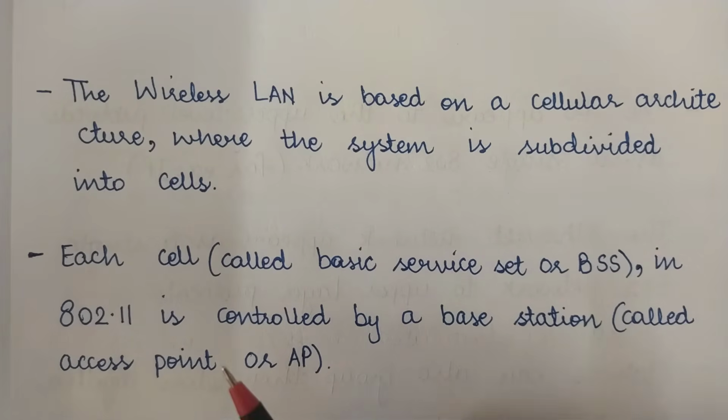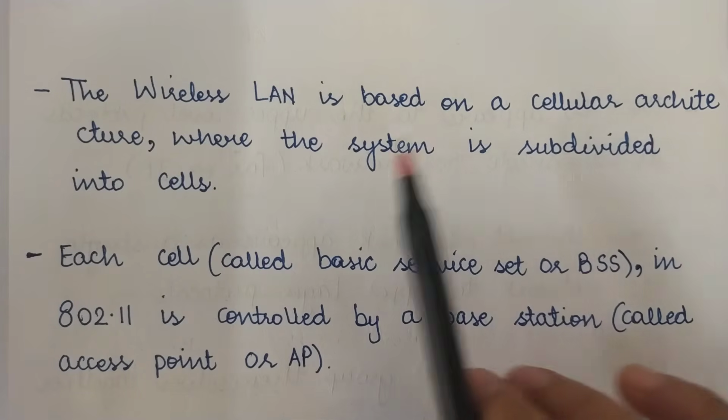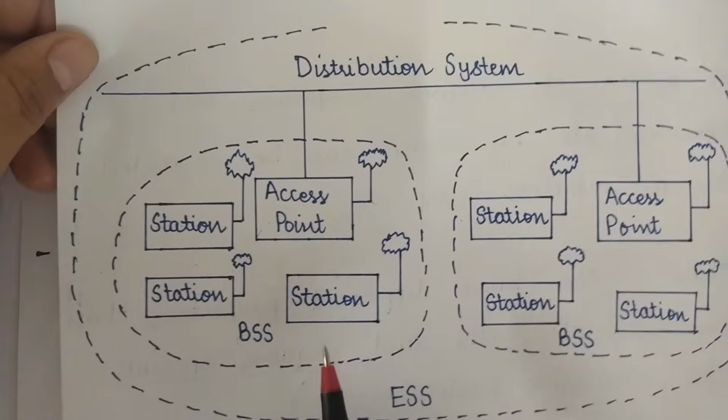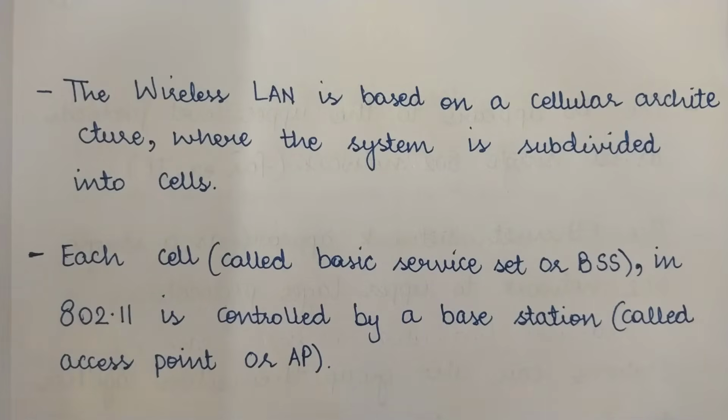Now we have understood the terms or the terminologies that we saw in a wireless LAN architecture. Now let's come to the working of the wireless LAN. So basically the wireless LAN is based on cellular architecture, where the system is subdivided into cells, right? Each basic service set can be thought of as a cell. So this is one cell, this is another cell, right? So this works on a cellular architecture where the system is divided into cells.